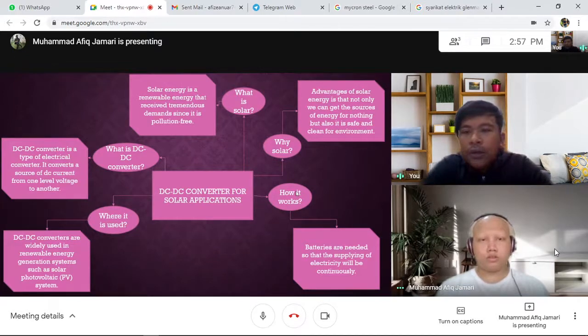And then what is a DC to DC converter? A DC to DC converter is a type of electrical converter that converts DC current from one level to another level. And where is the DC to DC converter used? It is used widely in renewable energy generation systems such as solar photovoltaic systems.